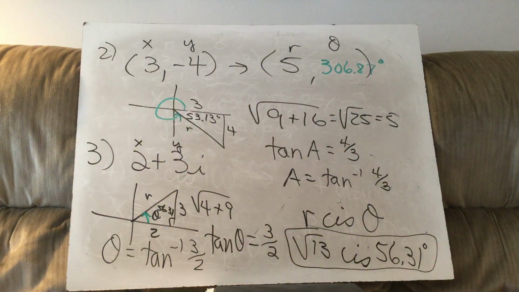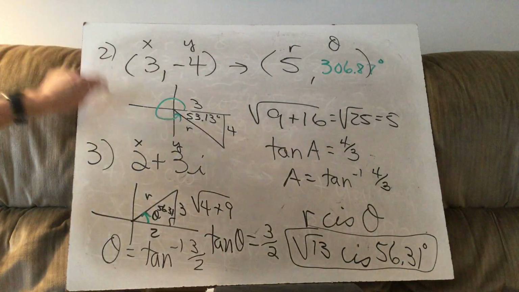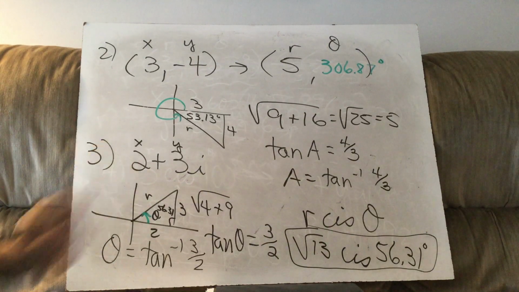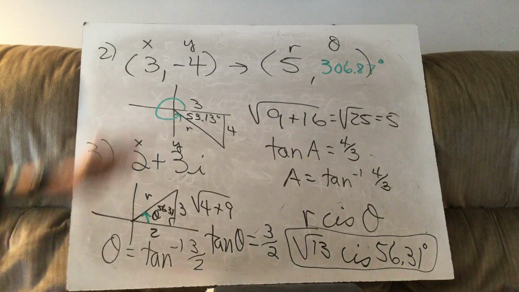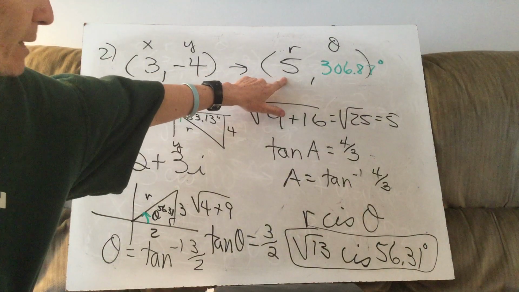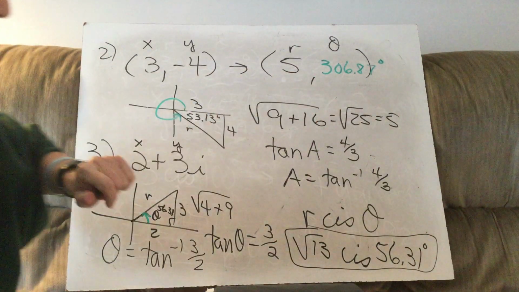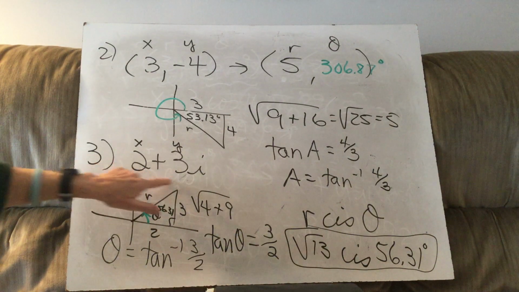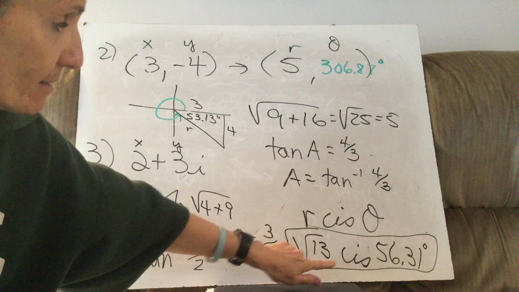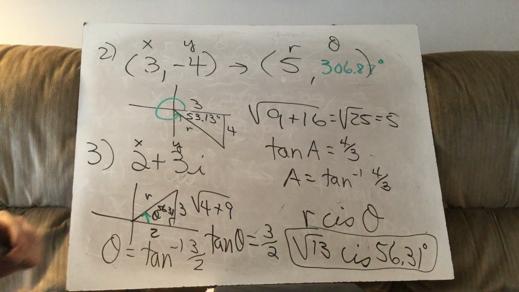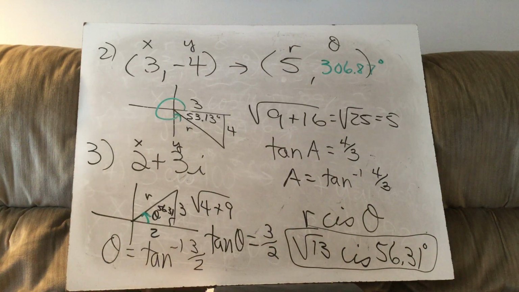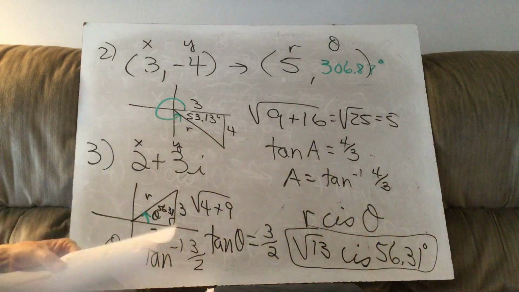And what I absolutely hope you see is that in these two problems, the math is exactly the same. Exactly the same. The only difference is when it starts out as an ordered pair, you answer as an ordered pair. When you start out with a number with an i, you have to answer as a number with an i using your cis notation. And that's the first page already done.